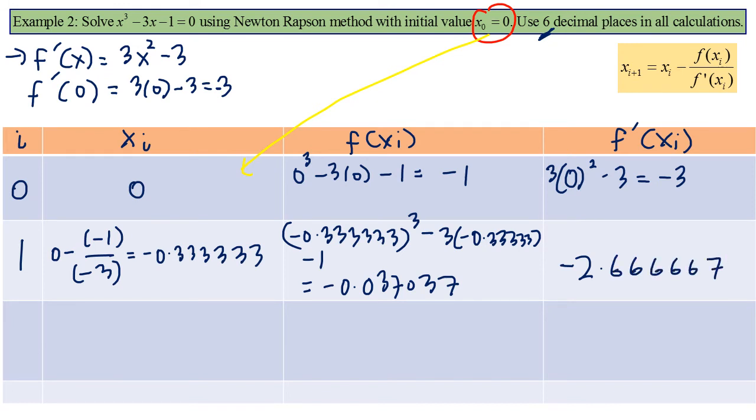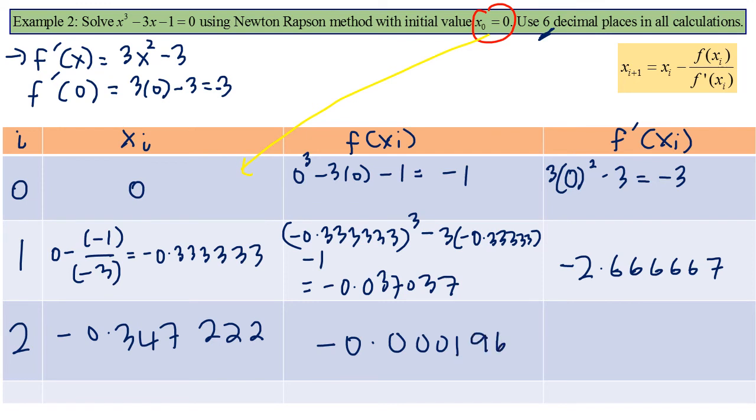And then you have to continue again for iteration number 2. Do the same process, but based on the previous value, you will get negative 0.347222. Substitute negative 0.347222 into f(x), you get negative 0.000196, and then substitute into f prime, you get negative 2.638310, based on the x that you obtained.